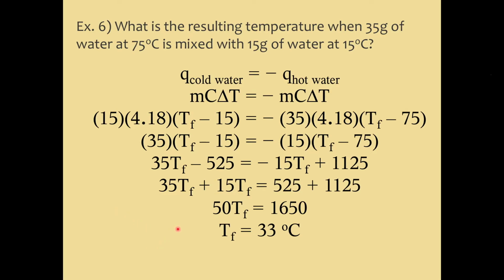Now, does that make sense? Yes, it does, because it's somewhere between 15 and 75, right? You can't just cut them right in the middle because they have different masses. If they had the same mass, you would be able to put it right in the middle, the midpoint. But since you have different masses, you're going to end up with 33 degrees Celsius.